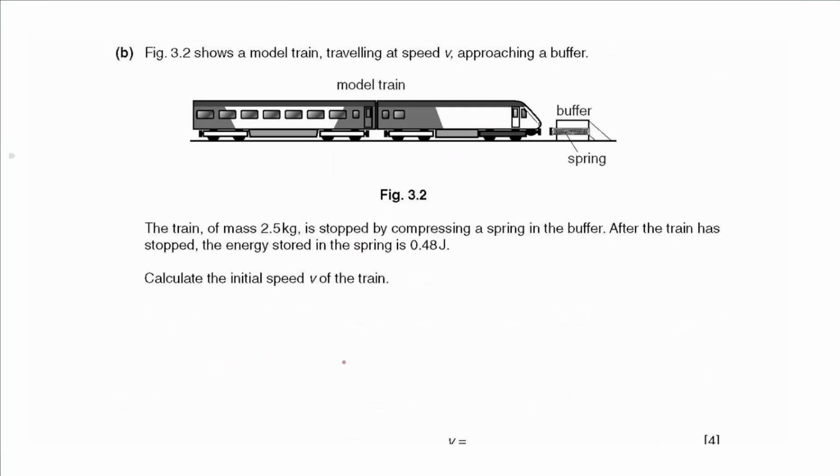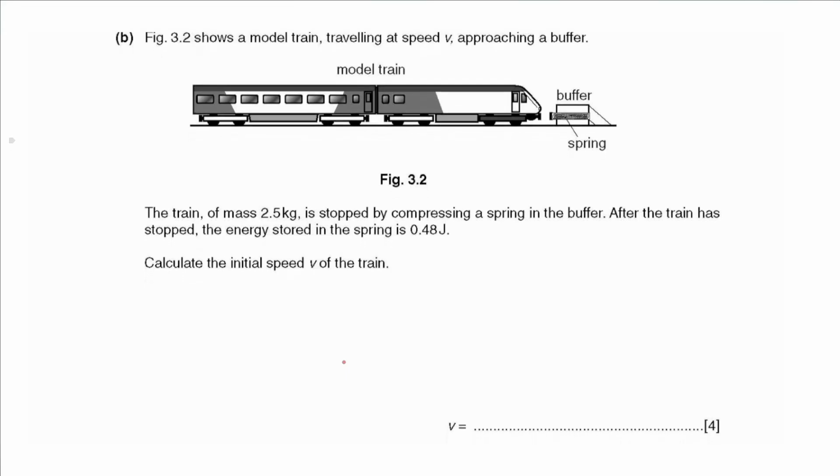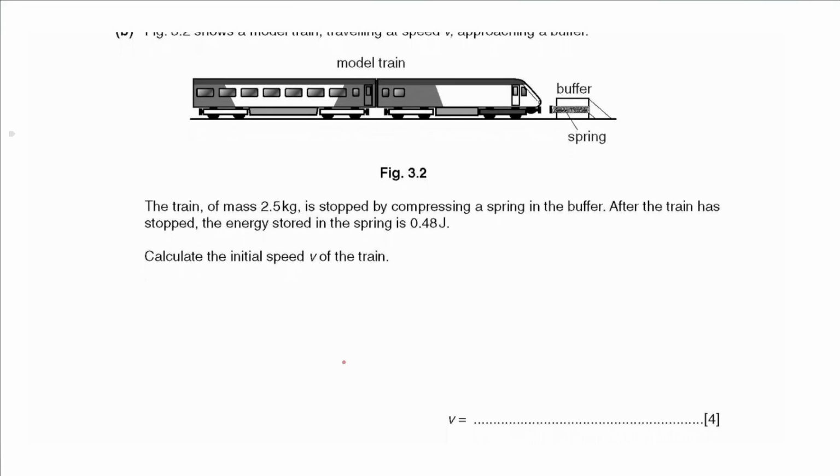Part B says Figure 3.2 shows a model train traveling at a speed v approaching a buffer. The train of mass 2.5 kilograms is stopped by compressing a spring in the buffer. After the train has stopped, the energy stored in the spring is 0.48 joules. Calculate the initial speed v of the train. Applying the law of conservation of energy, the final strain energy stored in the spring is equal to the initial kinetic energy of the train.